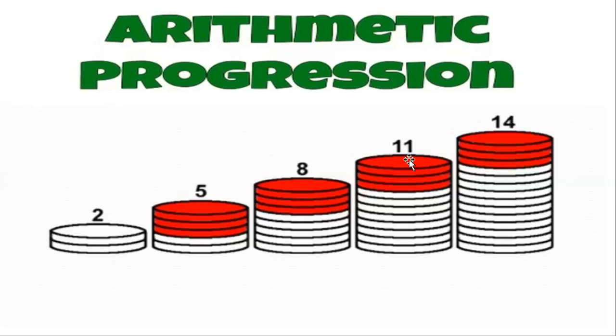So can you get some idea of arithmetic progression? What is arithmetic progression? A fixed number of coins in this example is added to get the next number of the sequence. It is a list of numbers in which every time a fixed quantity is added to get the next number on the list. Okay, students, have you understood this? Now let us proceed.